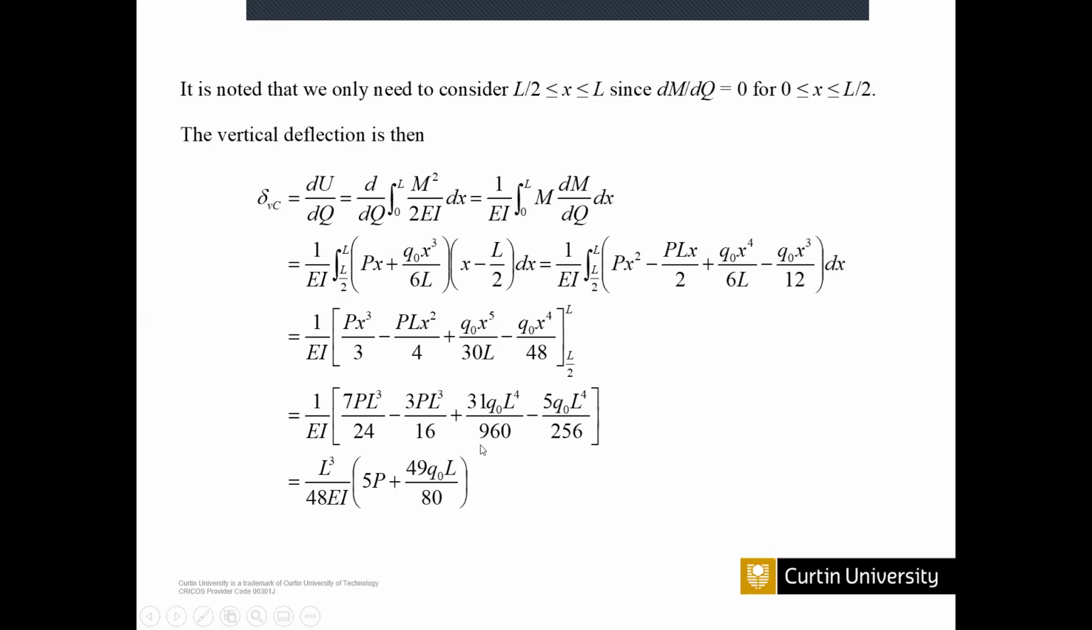Okay. So now you know how to deal with the dummy load as well. If you don't have a point load in the required direction, you need to use a dummy load. Keep it in mind. So until this point, do you have any questions? If you have any questions, you can raise your hand.